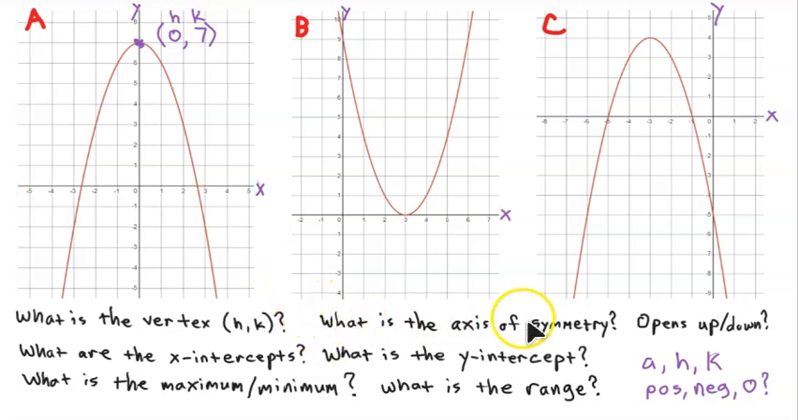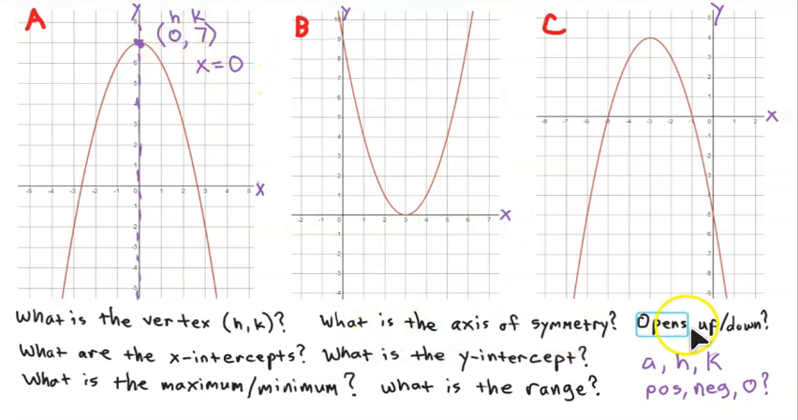Then it says, what is the axis of symmetry? Like I said, the axis of symmetry is simply x equals whatever h is, so x equals 0. It's actually the y-axis. It's the vertical line that goes through the vertex, at the x-coordinate h.